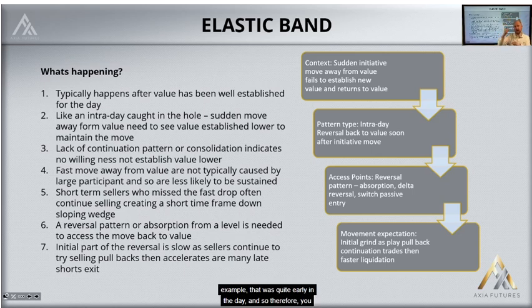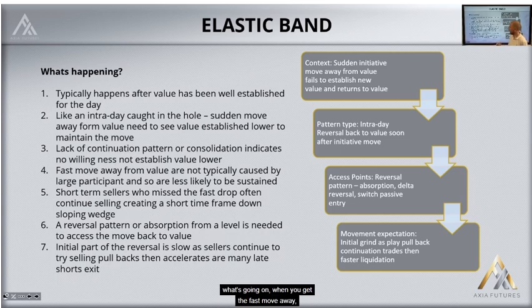Whereas in that previous example, that was quite early in the day. And so therefore you could, even with a pullback, still be able to establish value higher and build a normal variation day. So essentially what an elastic band is, it's an intraday caught in the hole. People drive the market away from where it's got established trade, they don't sustain the move, and the market then rips back towards them. And it's the lack of continuation on a short time frame that gives you that potential reversal.